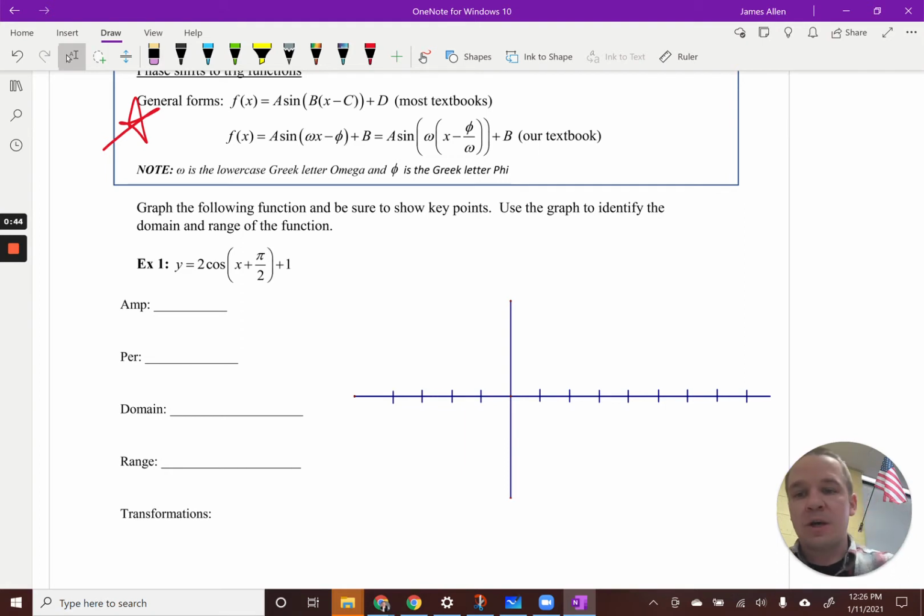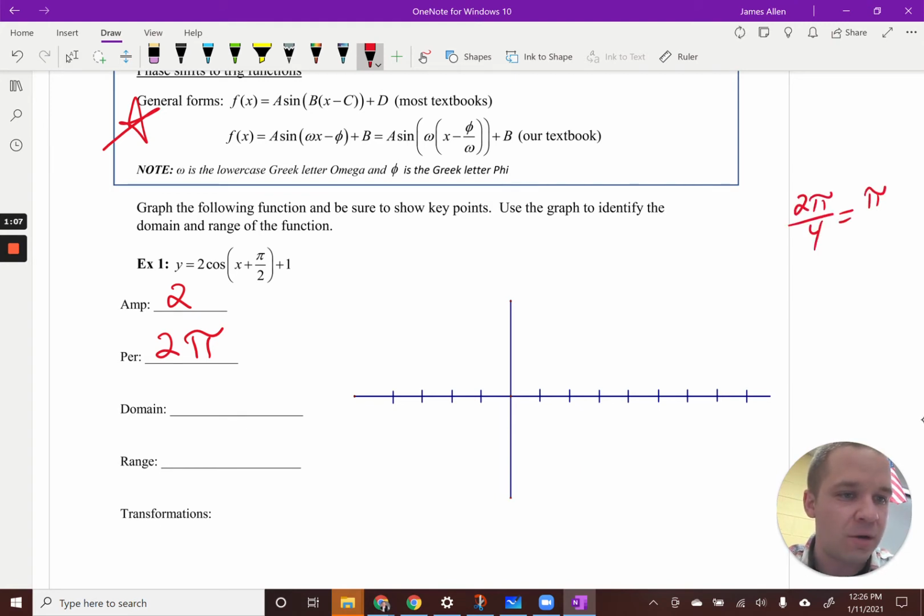First off, our amplitude. You can see that it is 2. Already off to a great start. Now, is there any kind of period multiplier, the number in front of our x? No, there is not. So our period is just 2 pi like usual. I can use that to scale it out. I'm going to do that off to the side here: 2 pi divided by 4. That's our normal pi over 2s that we're going to go by. So let me scale that out.